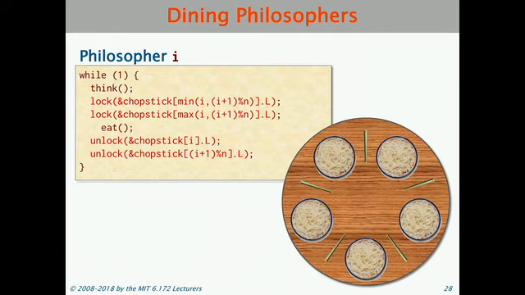Okay? And so for this particular problem, instead of grabbing the one on the left and the one on the right, you grab the smaller of the two and then grab the larger of the two, and then you're guaranteed to have no deadlock. Does that make sense?